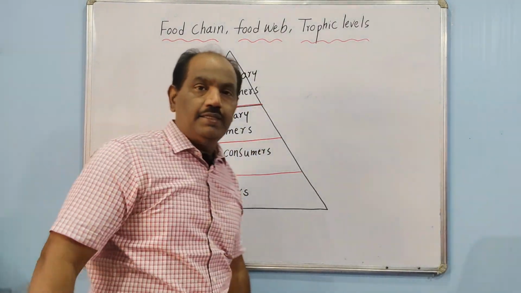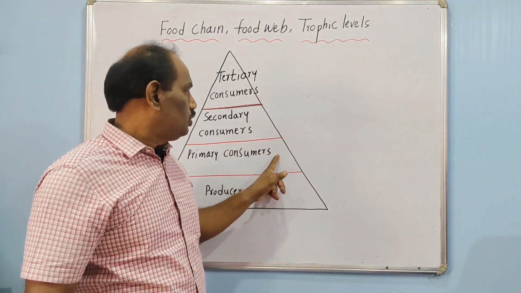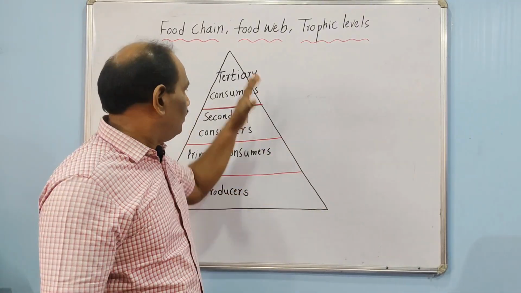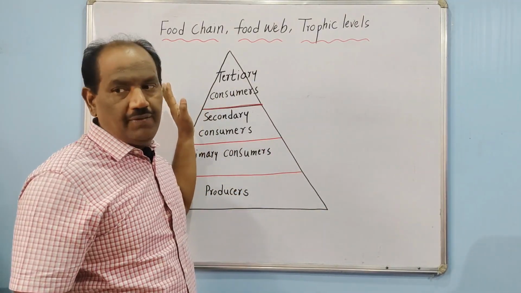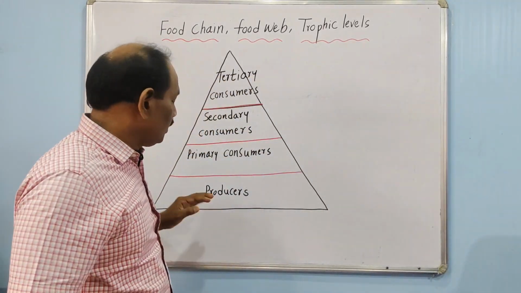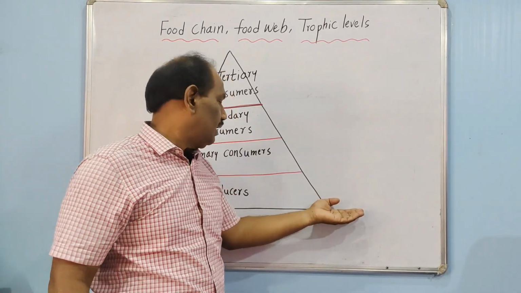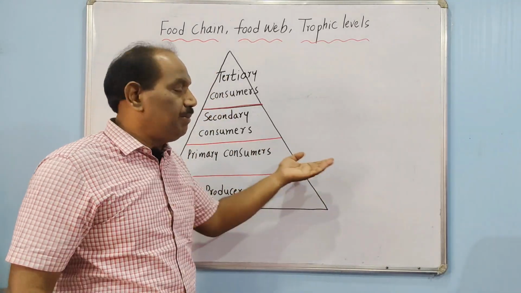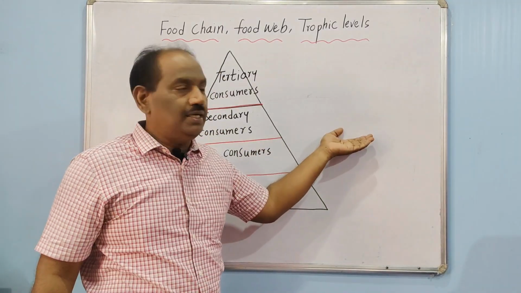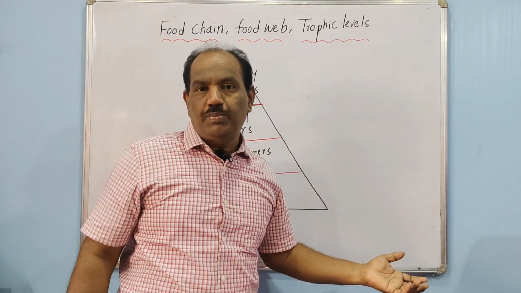See this, in this pyramid we have how many levels? 1, 2, 3, 4 levels. Each level of the food chain is called a trophic level. Here we have 4 trophic levels. Producers always come at first trophic level. Primary consumers come at second trophic level. Secondary consumers come at third trophic level. And tertiary consumers come at fourth trophic level.